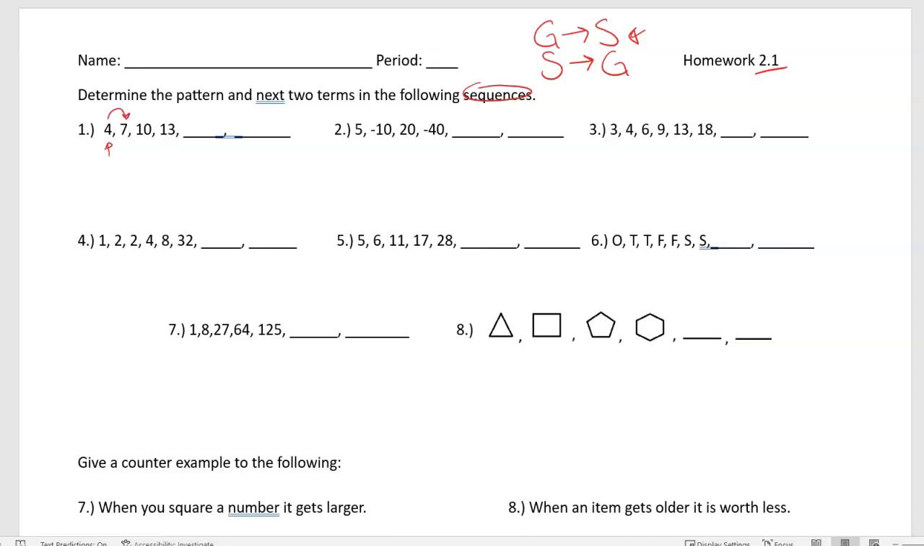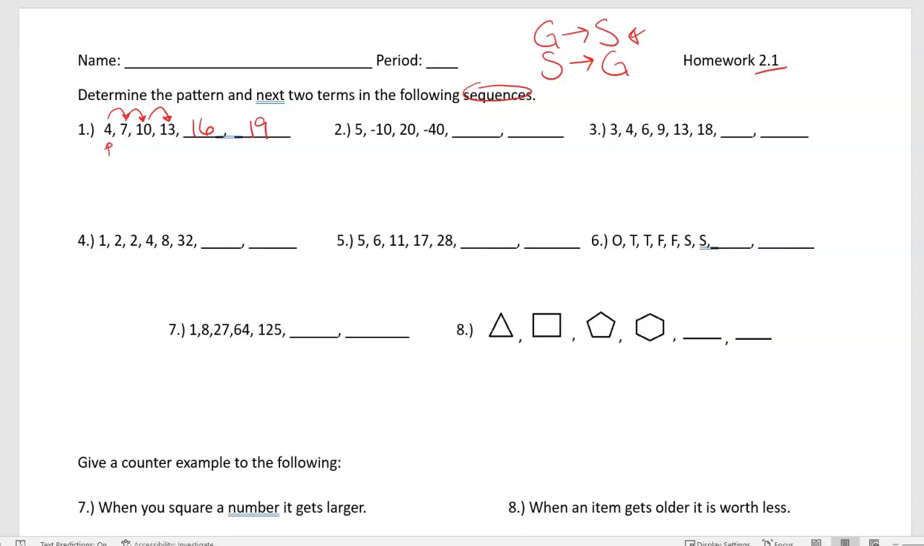It's also multiplying by some number. But then this one I see is also adding by 3, and this one is also adding by 3. So I'm looking at those specific cases and I'm coming up with a general rule. I believe the general rule is going to be that you just add 3 each time. So the next one is going to be 16 and 19. Okay, so I'm assuming that's what you guys got as well.